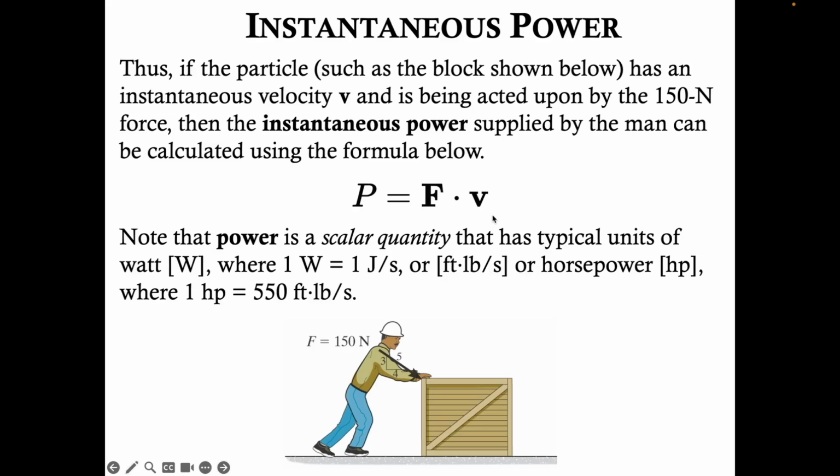Note that power is a scalar quantity that has typical units of watt, uppercase W, where 1 watt is defined as 1 joule per second, or we can use foot-pound per second in the US customary system, or horsepower, HP, where 1 horsepower equals, by definition, 550 foot-pound per second.